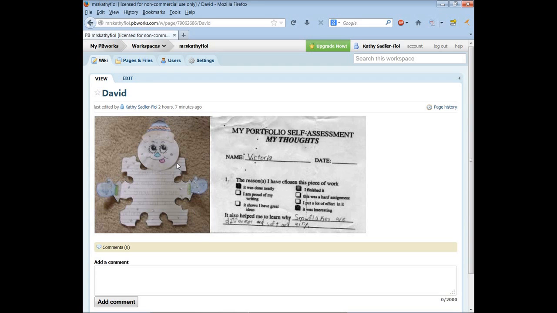This is a form that the students fill out each time they put something in their portfolio. They have to put their name, and they're supposed to put their date. Then there are some things that they can check off for the reasons that they chose to put that work. And then they're supposed to put what it was that they learned when they completed that page. So now I'm going to go back to my PowerPoint.